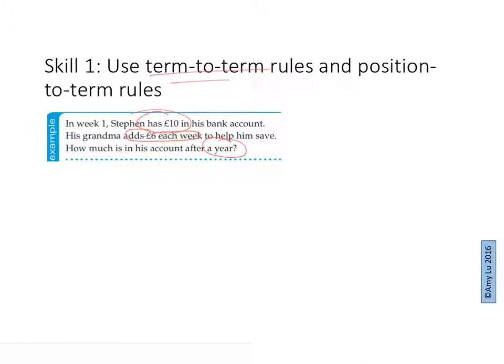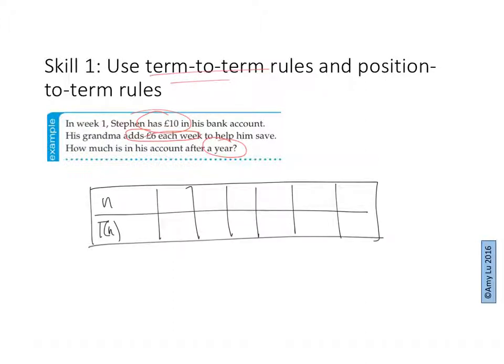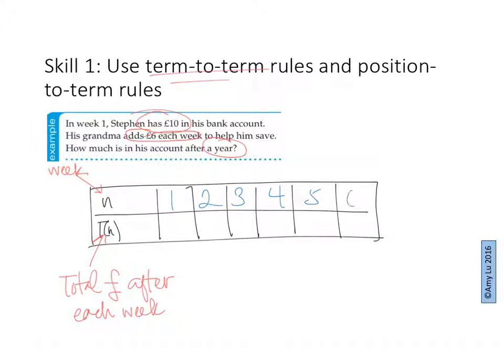So I'll start you off. So here, the term is going to be the end product, meaning how much he has exactly after each week. And the position is basically week 1, week 2, week 3, and so forth. So we're going to label that with week 1, week 2, week 3, week 4, week 5, week 6, and you can keep going. I'm just going to stop at 6 as that's where my table is.